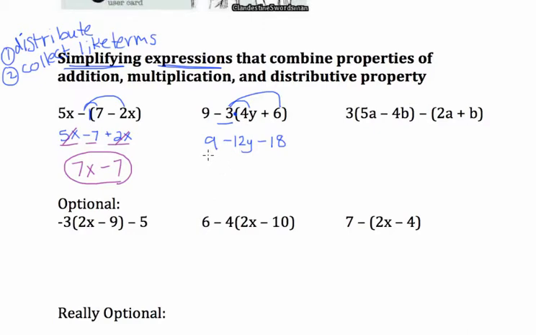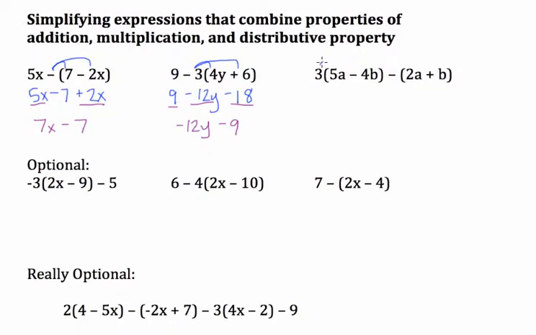Next, collect your like terms. You only have one that has a variable in it, so negative 12y. And then your constant terms, 9 and negative 18. So $9, you lose 18, you're 9 in the hole. Negative 12y minus 9.